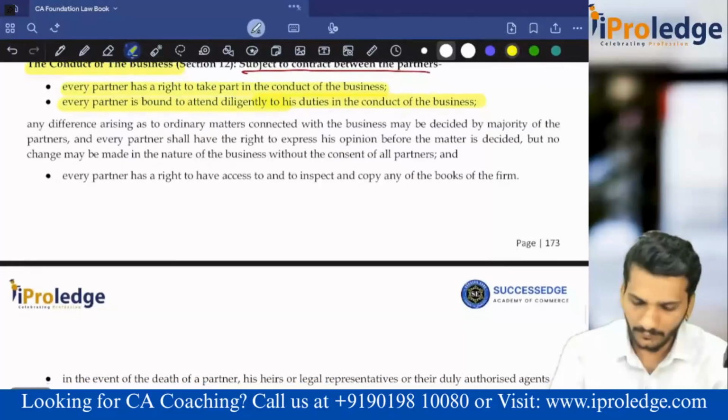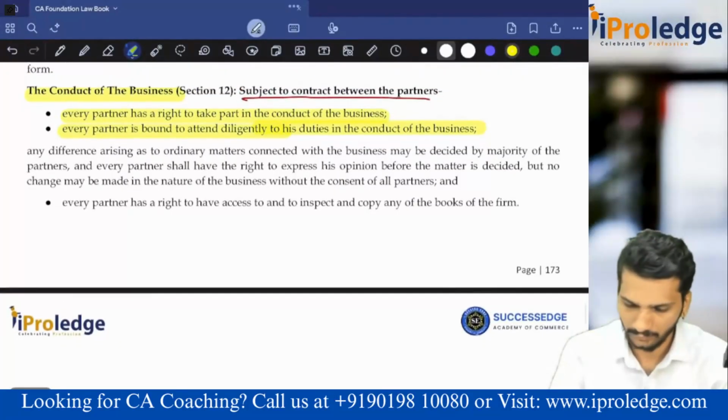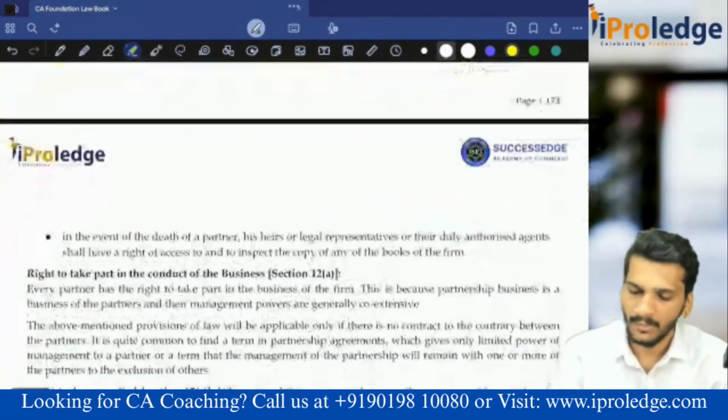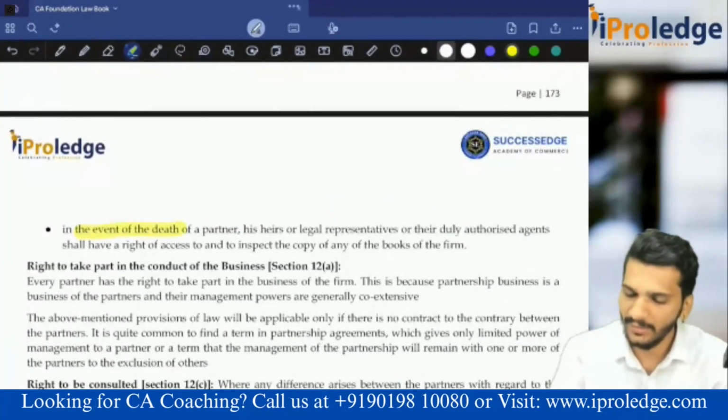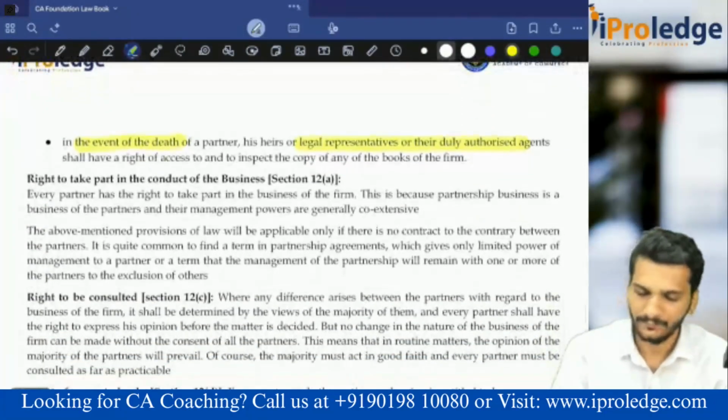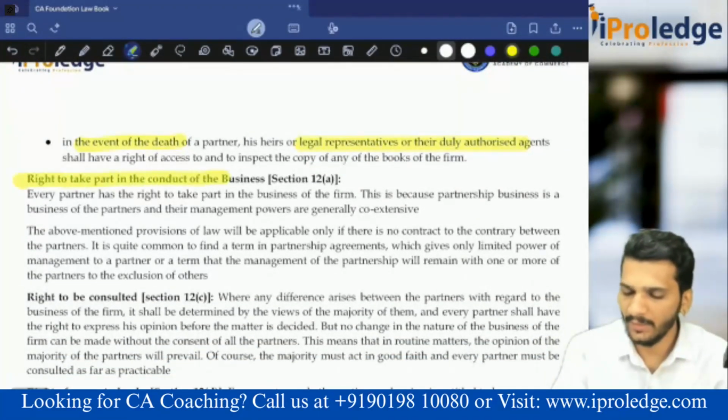That's right. And every partner has the right to access the books of account and inspect the copy of the books of the firm. As well as if the partner has already died, then the legal representative has the right to inspect the books of accounts. Then right to take part in the conduct of the business.